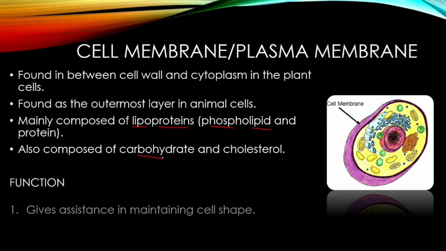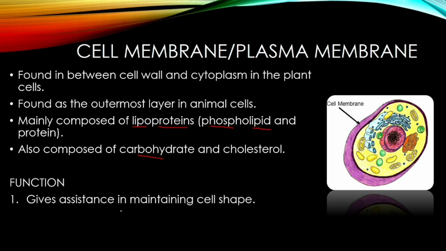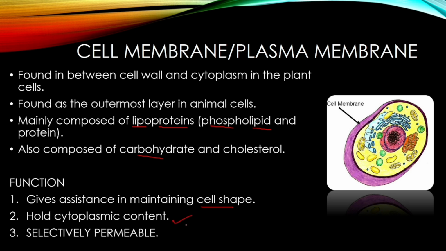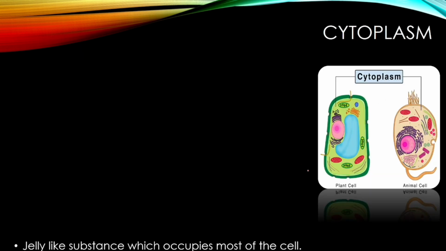The function of the cell membrane is that it assists in maintaining the cell shape. It also holds cytoplasmic components, and it is a selectively permeable membrane. Now in your exam, the difference between the cell wall and cell membrane is asked on the basis of permeability. So you have to write that the cell wall is freely permeable and the cell membrane is selectively permeable or semi-permeable. Is that clear? Any doubt? Put it in the comment section.